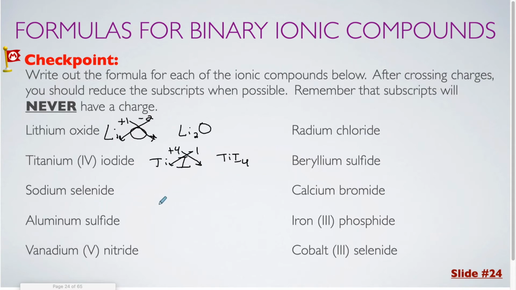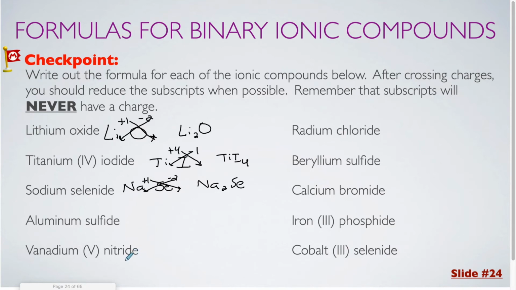Next up we have sodium selenide. Sodium is an Na with a +1 charge. Selenide refers to selenium, which is Se with a -2 charge. When these two crisscross down, we end up with Na2Se.